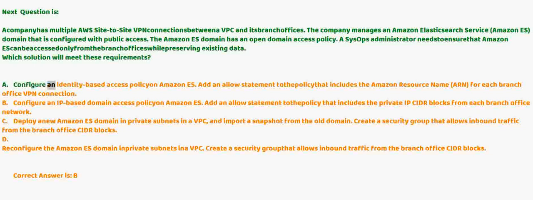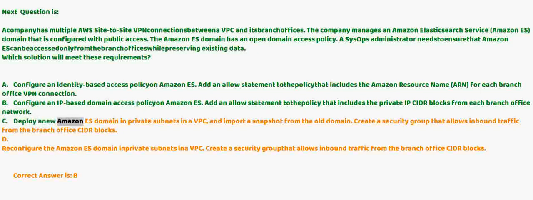A. Configure an identity-based access policy in Amazon ES. Add an allow statement to the policy that includes the Amazon Resource Name, ARN, for each branch office VPN connection. B. Configure an IP-based domain access policy in Amazon ES. Add an allow statement to the policy that includes the private IP CIDR blocks from each branch office network.